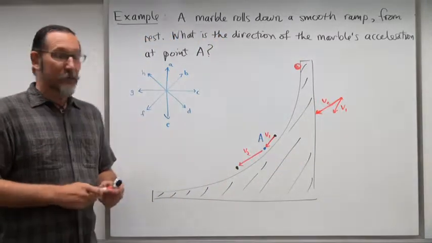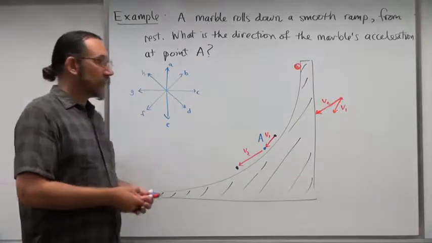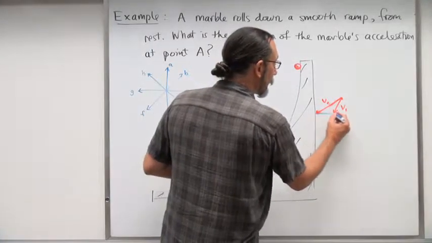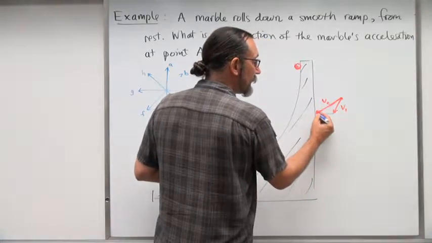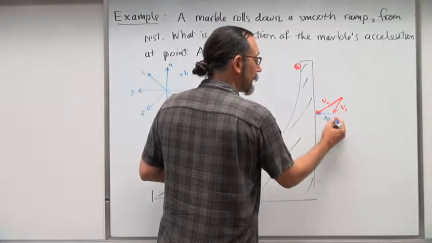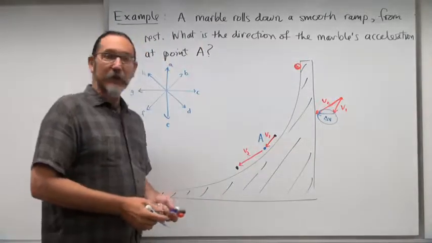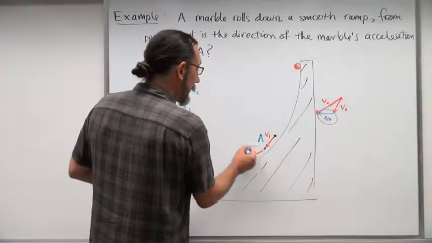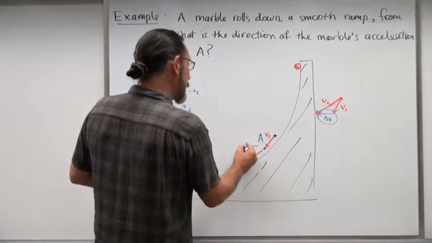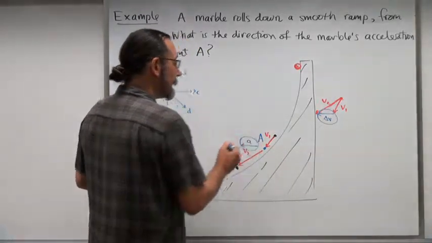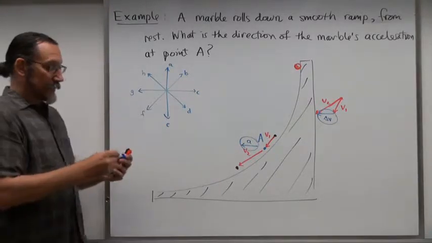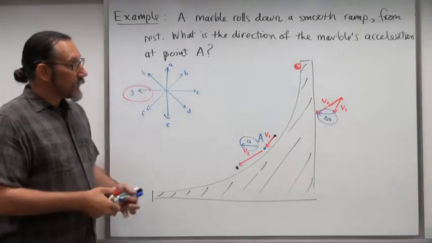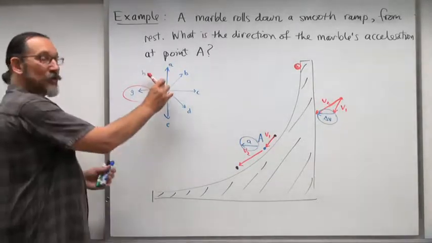So there's V2. And to find the acceleration direction, I have to join V1 to V2, but I'm going from V1 to V2. So the change in velocity is something that's almost horizontal. So if I pull this across here, I can say that it looks like the acceleration has a direction like this, which looks like direction G. Okay. Now, a lot of you might have thought it went in direction H.